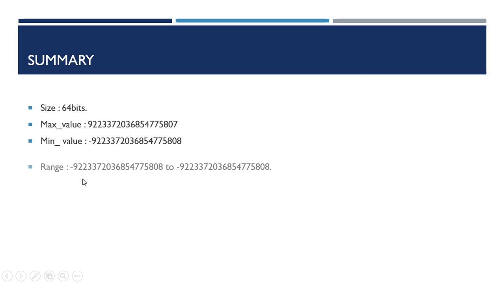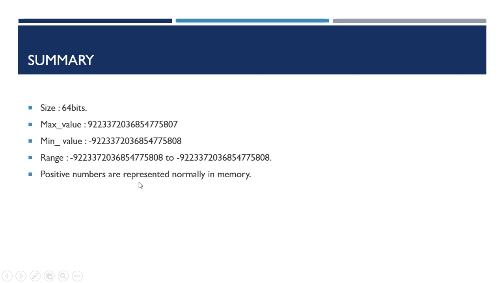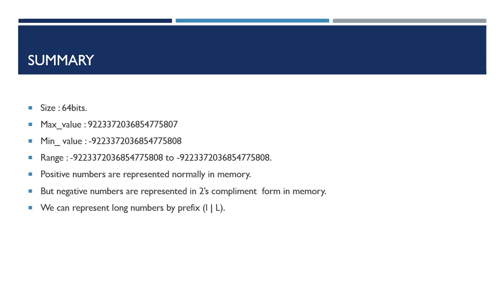So let's summarize this topic. What is the size of the long type? It is 64 bits. The maximum value you can read, the minimum value you also know, and now the range is also clear to you all. Positive numbers are represented in the binary format, and negative numbers are represented in the form of 2's complement, okay friends. If I want to represent any long number, then I have to add the suffix small l or capital L. The compiler does not behave case sensitive here. This is a case, remember it, okay.